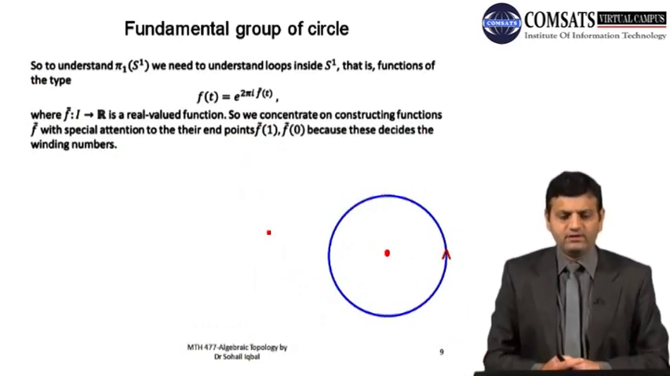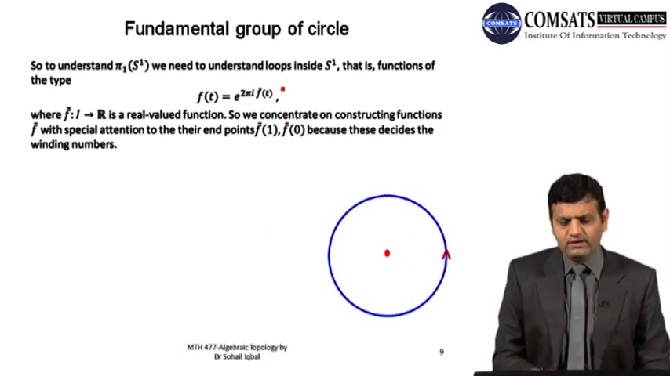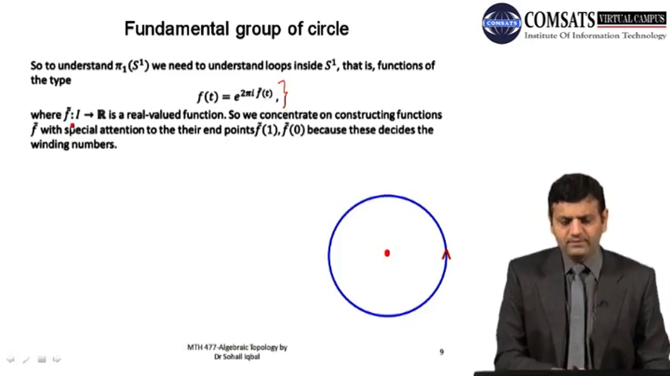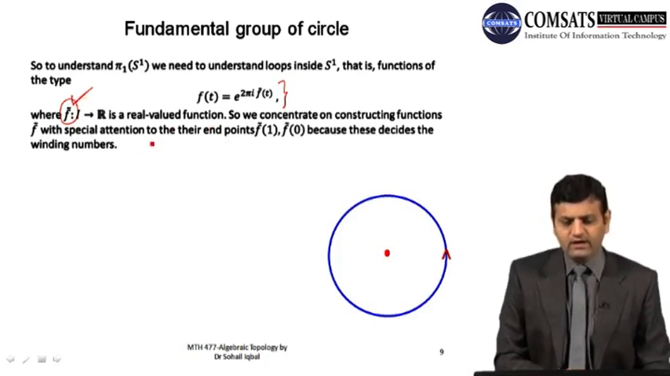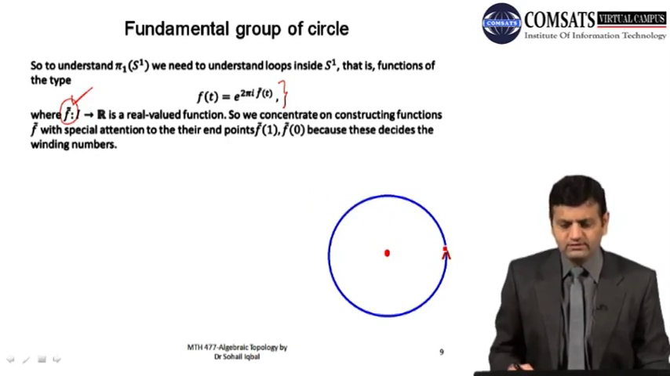Now to understand the fundamental group of S1, we need to understand loops inside S1. Of course we know what the fundamental group is: these are path classes of loops inside S1. So in other words, we have to understand functions of this type. We have already seen that they define loops, where f tilde is a real valued function, and we are concentrating once again on this f tilde, because with the help of this f tilde we can calculate the winding number, the number of times we are going to circle the circle. Okay, so we are going to wrap the circle.